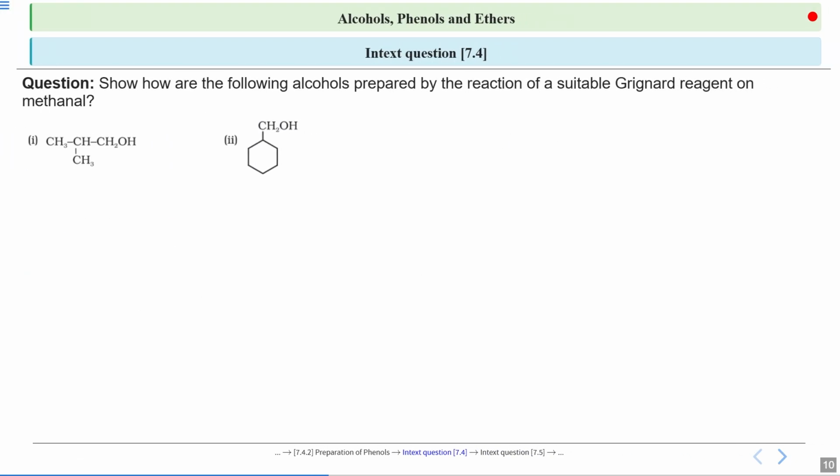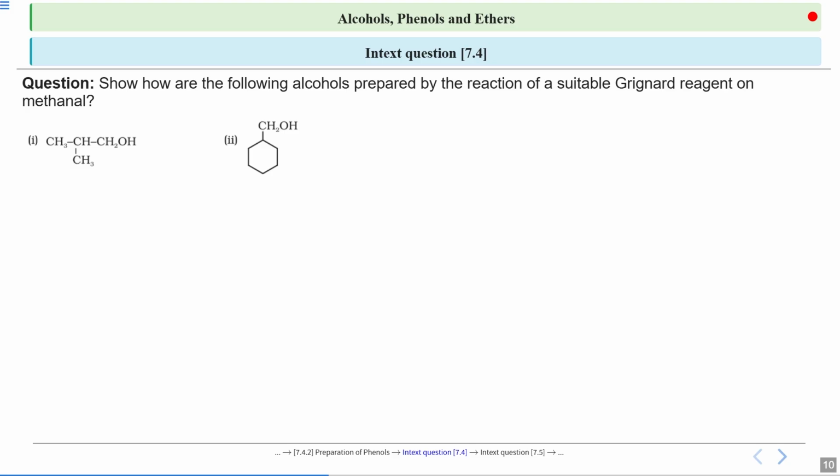Let's solve in-text question 7.4. The question is, show how the following alcohols are prepared by the reaction of a suitable Grignard reagent on methanol. Methanol is an aldehyde, or you can also call it formaldehyde. You have to show that the following given two structures of alcohols are prepared by the reaction of methanol and the suitable Grignard reagent, and how the reaction happens. That you have to tell. So show how the following alcohols are prepared by the reaction of a suitable Grignard reagent on formaldehyde or methanol.